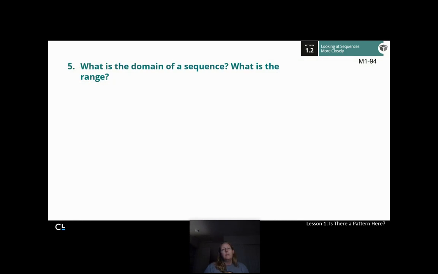So what is the domain of a sequence and what is the range? I'm going to work with you on this a little bit. If you remember, for the domain on our tables, it said term, and we kept writing down 1, 2, 3, 4, 5, 6, 7, 8, and so on. That was our domain. The domain of a sequence is all integers beginning at 1. My first term, my second term, my third term, my fourth term, on and on.